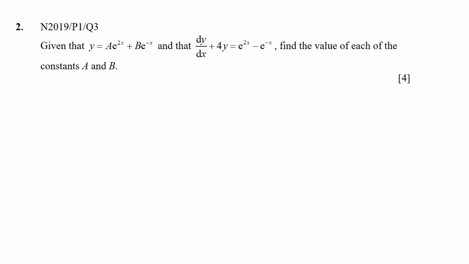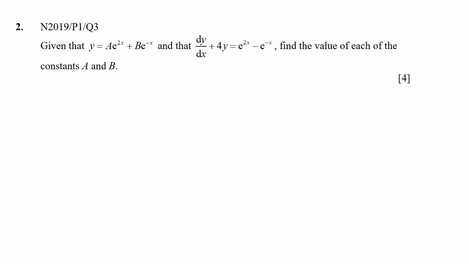Right, let's look at the next question. If you look at this question, it's quite straightforward, but I have to caution you because there are e to the power of 2x, and also e to the power negative x. So you have to be very careful with the differentiation of the exponential function.